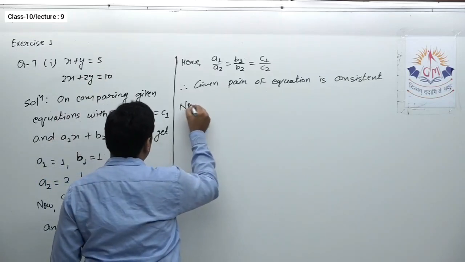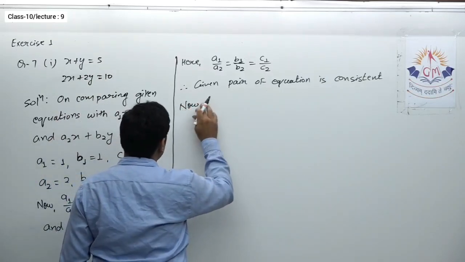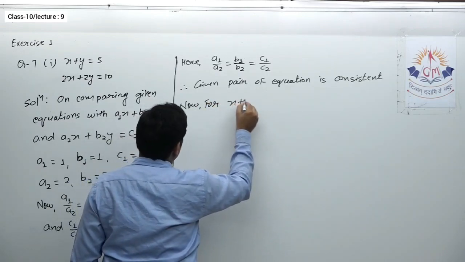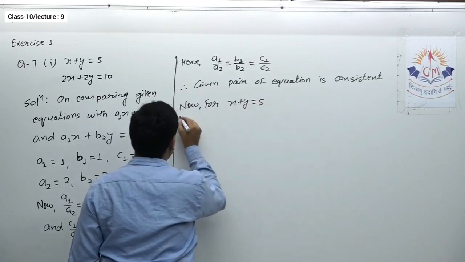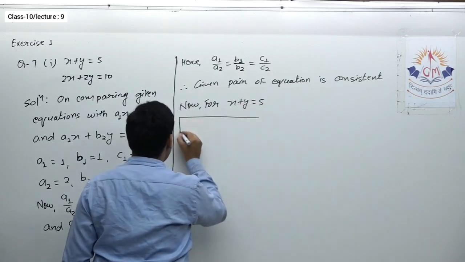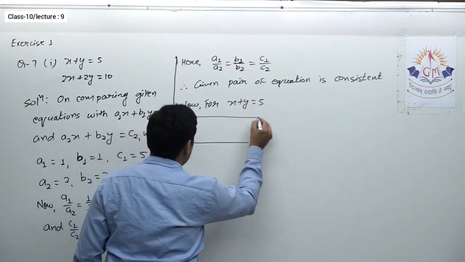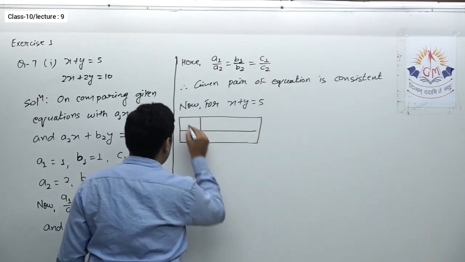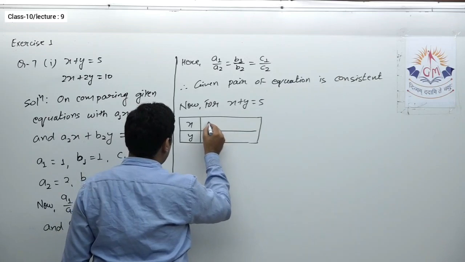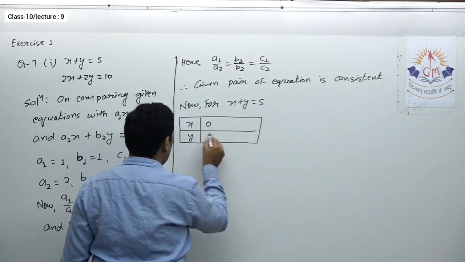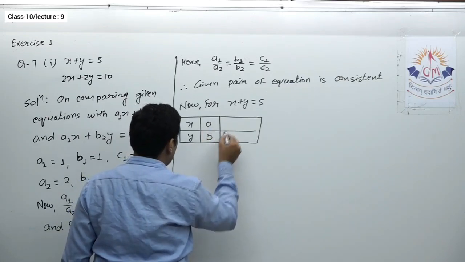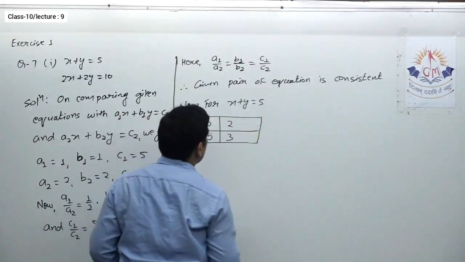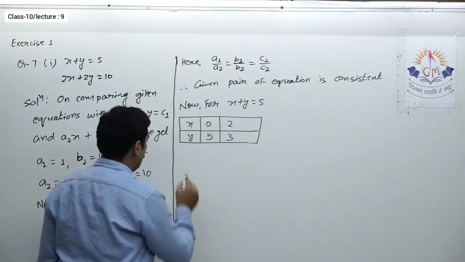So now, for x plus y equal to 5, we'll get the solution in this way. x and y. If I put x equal to 0, y will be 5. If I put x equal to 2, y will be 3. So these two solutions are sufficient.